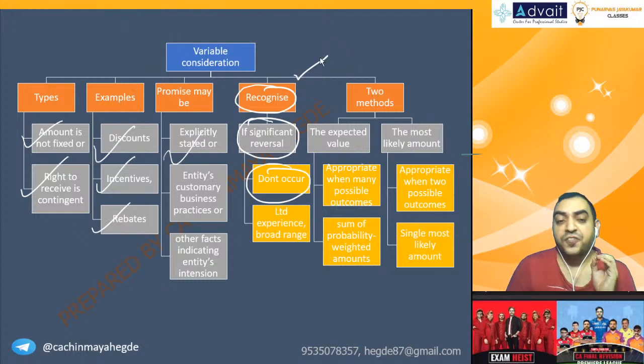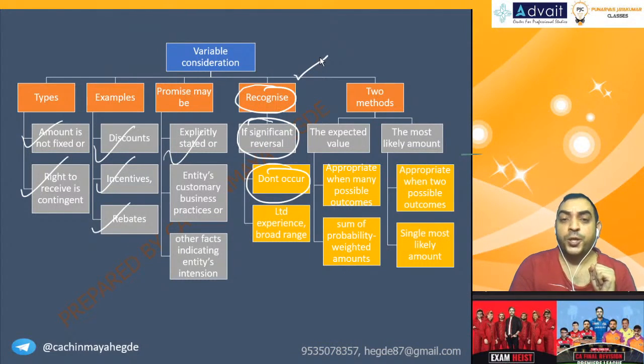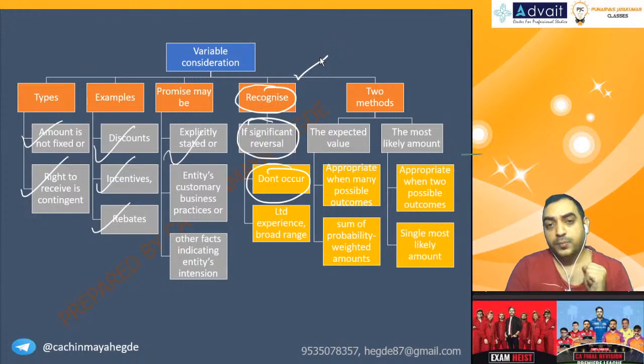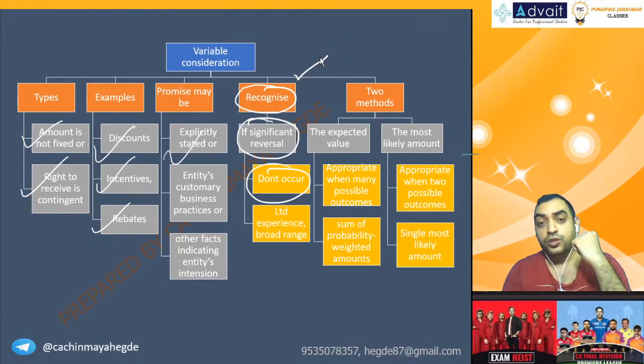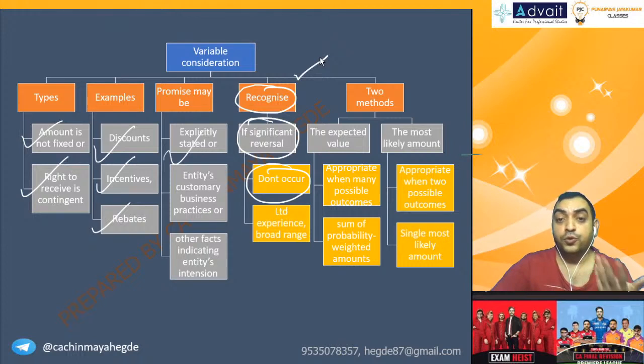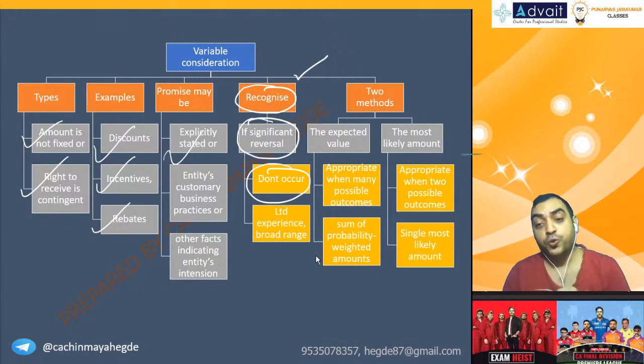Now, if a significant reversal is likely to happen, then don't recognize. Let me give an example. Your parents would have told you, if you pass the BCom exam or 12th or 10th standard beyond 90%, we will give you a four-wheeler. If you get 80 to 90%, we'll give you a two-wheeler. Otherwise, nothing. So can you go and enjoy today itself?